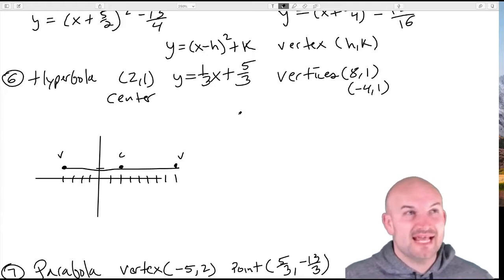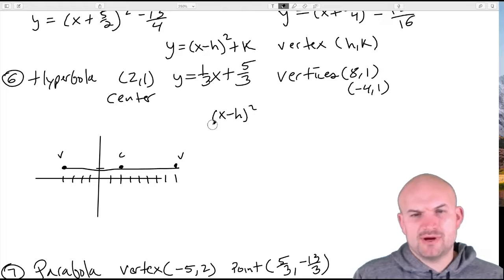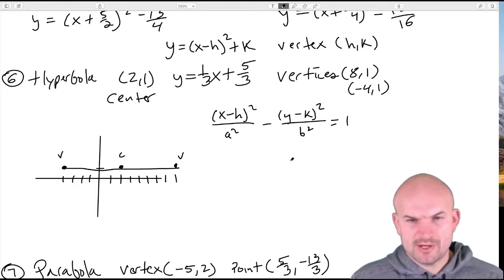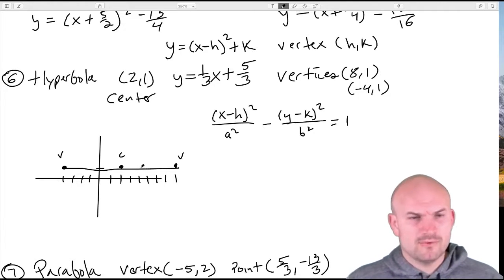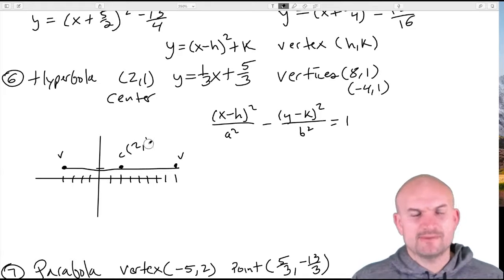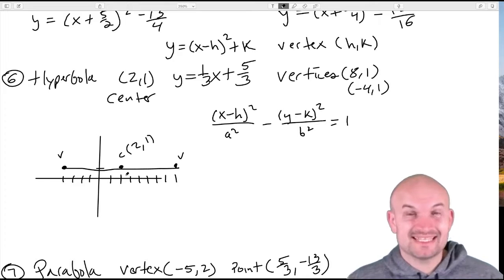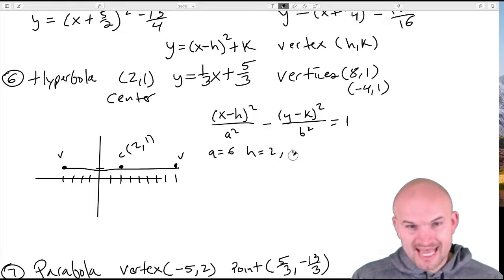Horizontal transverse axis, that means a squared should be under the x. So I should have x minus h quantity squared over a squared minus y minus k quantity squared over b squared equals 1. Please let me know if I have that incorrect. All right, so our center is going to be our h and our k. So that's going to be at 2, positive 1. Got that. A is going to represent the distance from our center to our vertex, which in this case is going to be 1, 2, 3, 4, 5, 6. So we can say a is equal to 6, h is equal to 2, and k is equal to 1.